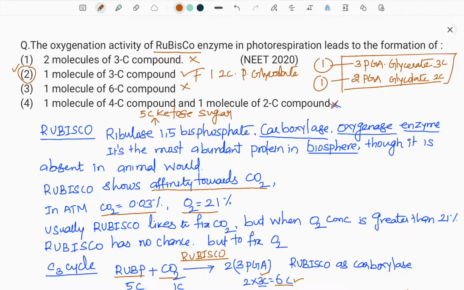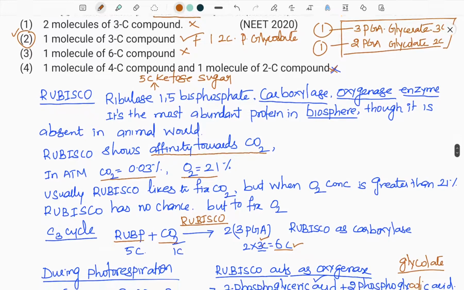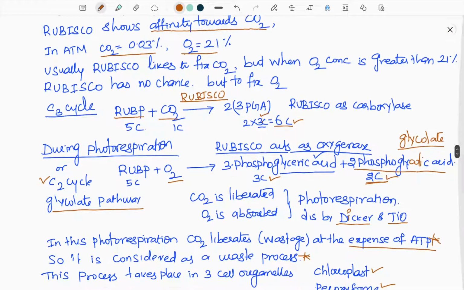Why? Because C4 plants keep the Rubisco in airtight chambers. You know, Rubisco has got one weak feature. What is that? When CO2 concentration goes down, Rubisco will try to fix oxygen instead of carbon dioxide, where photorespiration takes place. So what did the C4 plants do? They are very clever. They kept this Rubisco inside bundle sheath cells. Yes, it is quite interesting.